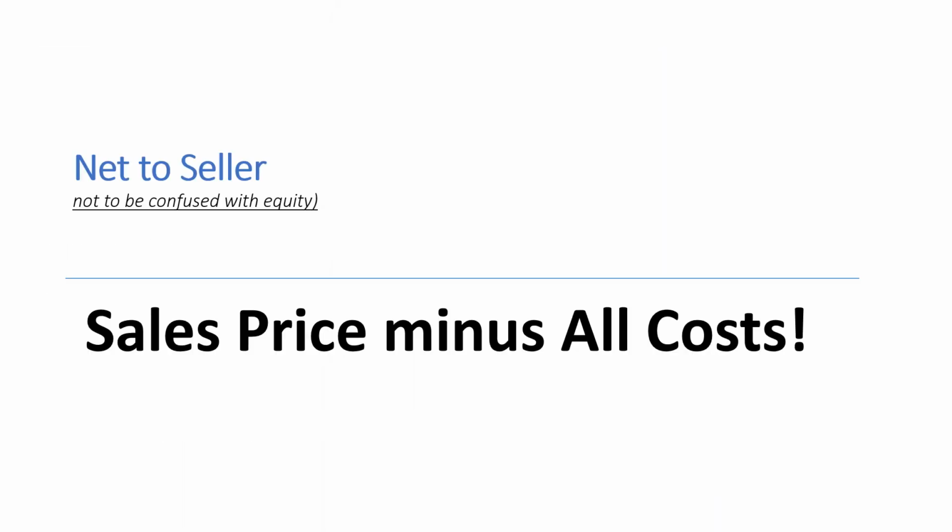If we are determining the net to the seller, let's not get that confused with equity. Net to the seller is the sales price minus all the cost. That's net to the seller. Whereas equity is the sales price minus what's left to pay on the mortgage.